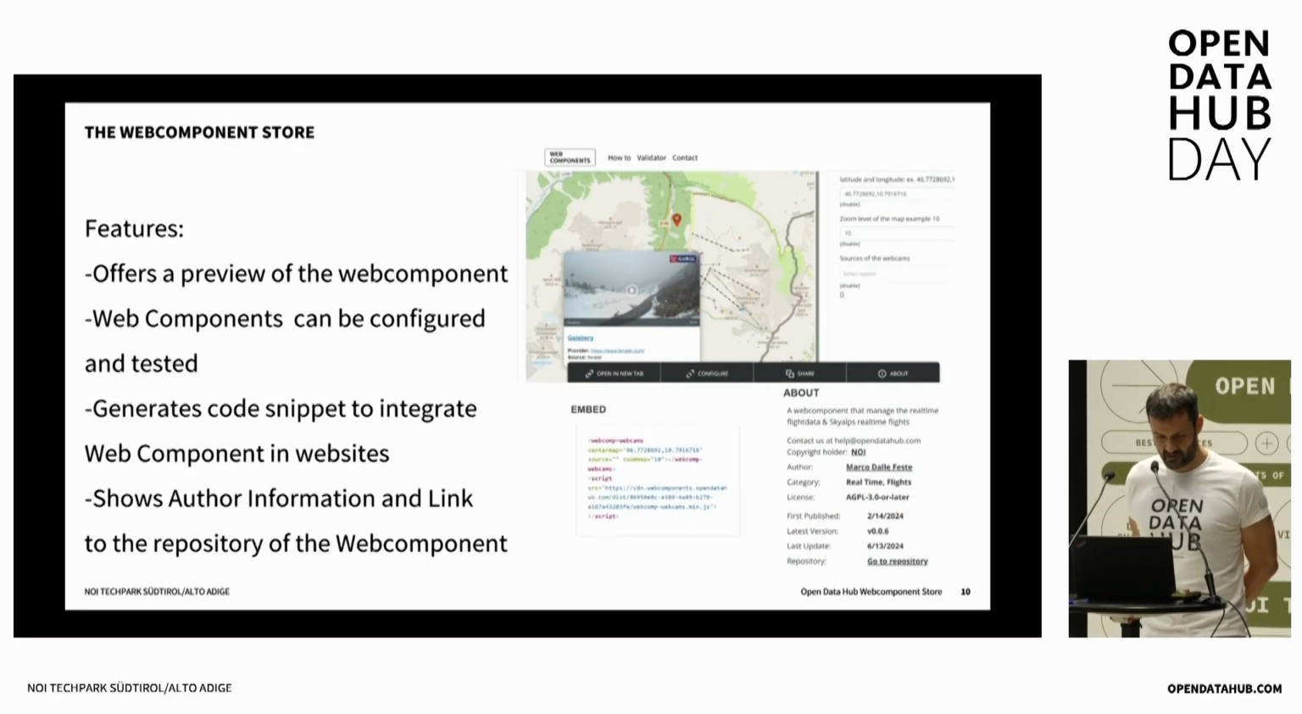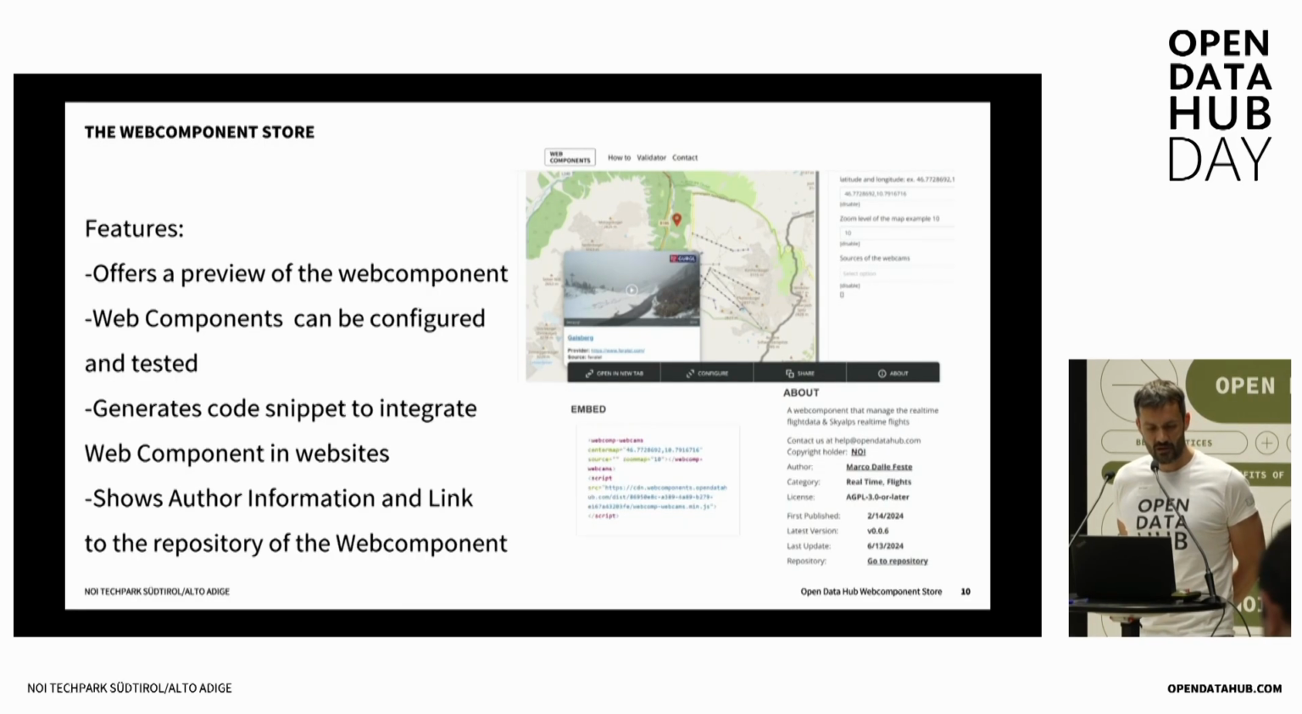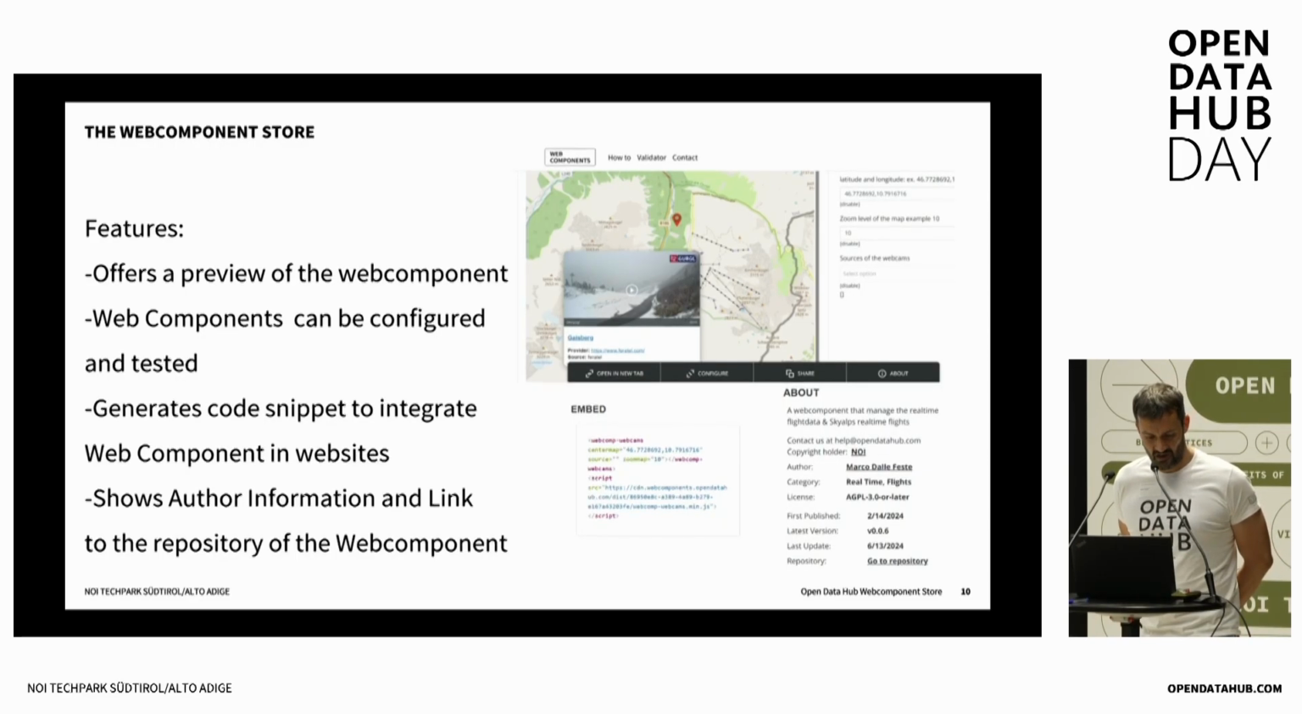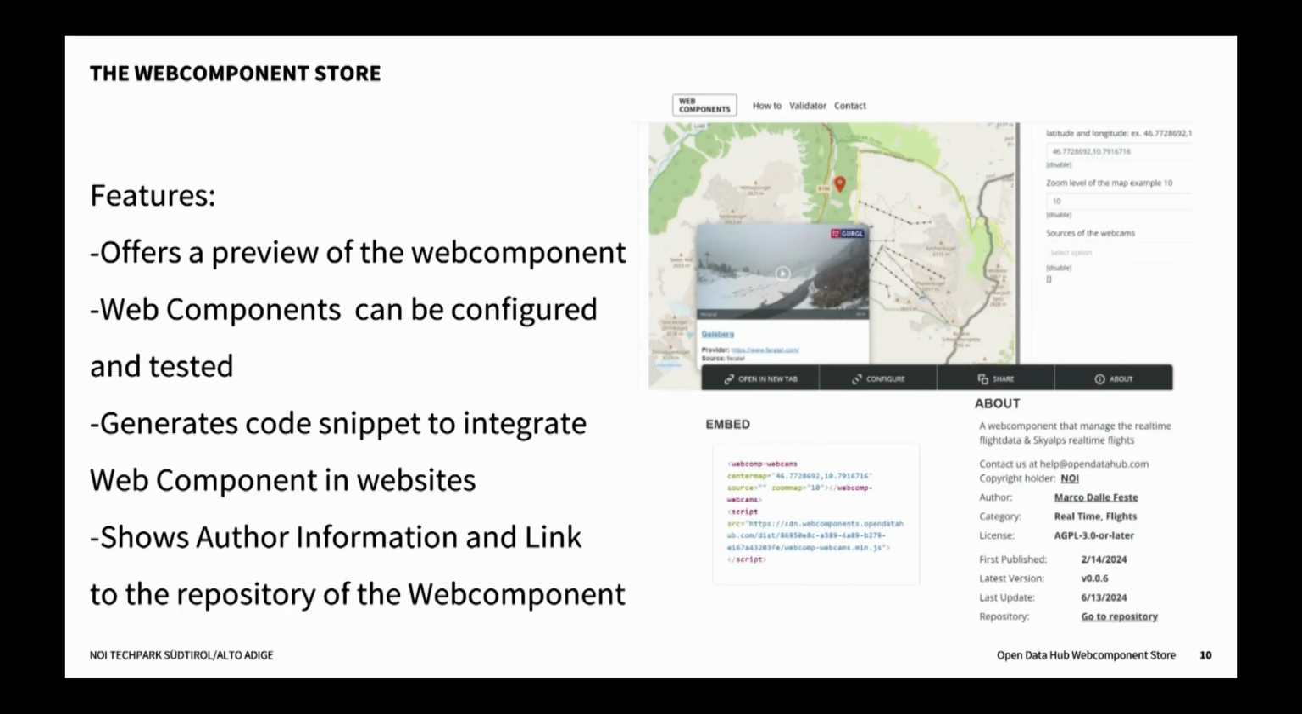Then what does the Web Component Store offer? It offers a preview of a web component. You can directly configure the web component on the store, and it will immediately display the changes made to the configuration. Then it generates code snippets. With the help of these snippets, you can easily integrate the web component on your site. And the information like description, parameter description, and also the author information, and the link to the repository of the web component is there.